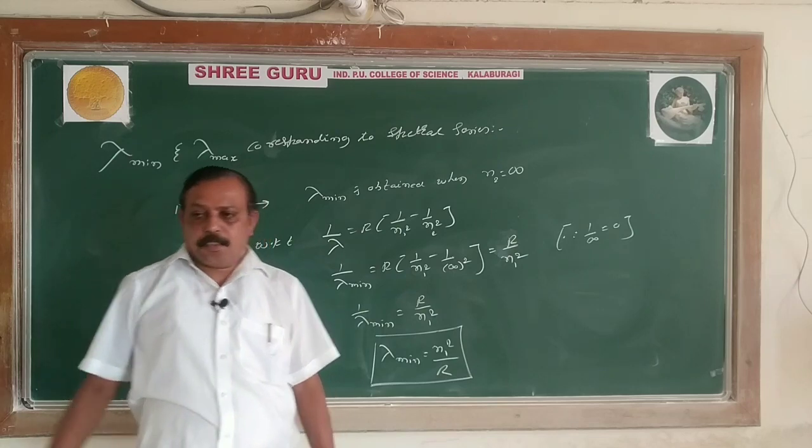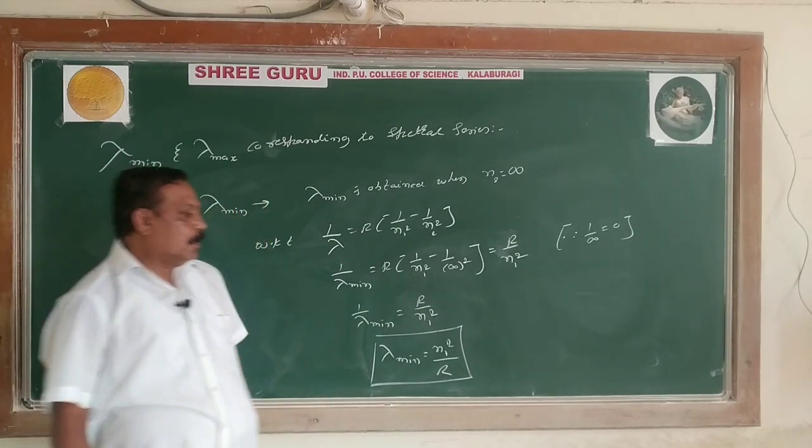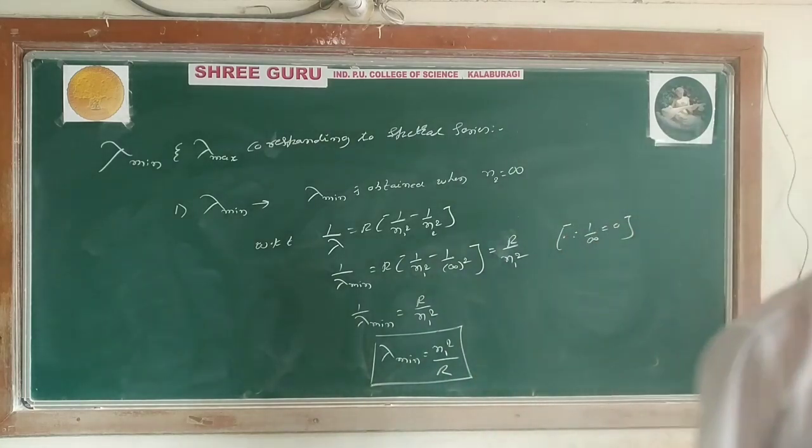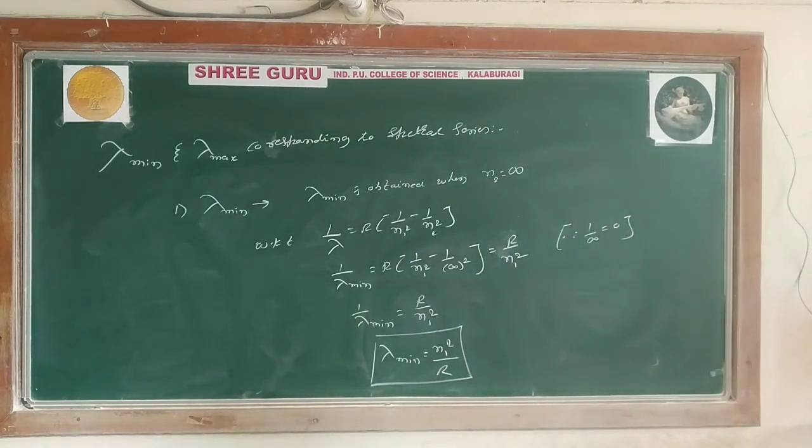Take a look once. Lambda minimum equals n1 square by R. Then I come across the lambda maximum equation, glance at it. Then lambda maximum will come.